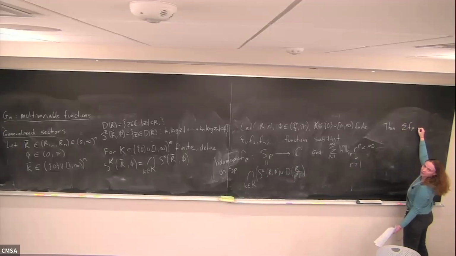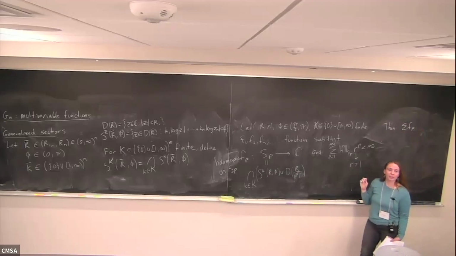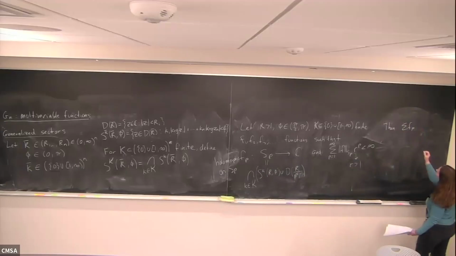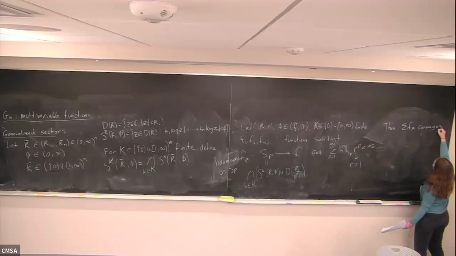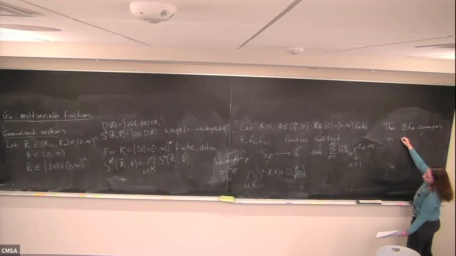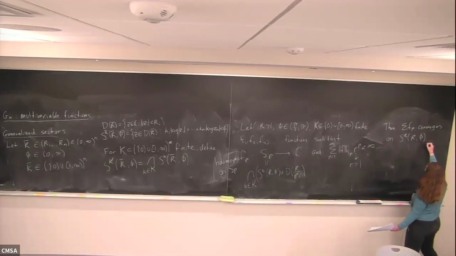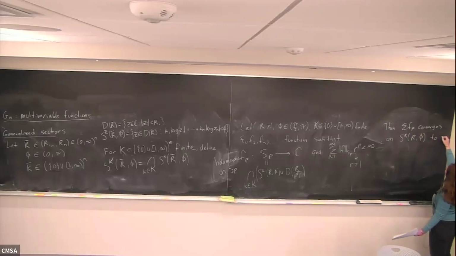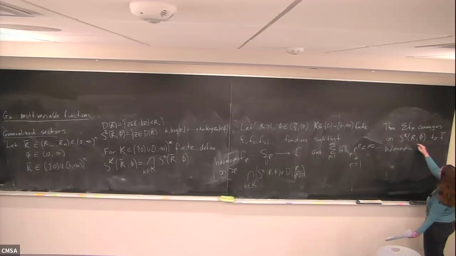The F_P in this infinite sequence are these holomorphic things. I'm going to take the sum of them. So the sum converges on this S_K(R, phi), let's say to some function f tilde, and this is holomorphic on the sector except possibly at 0.